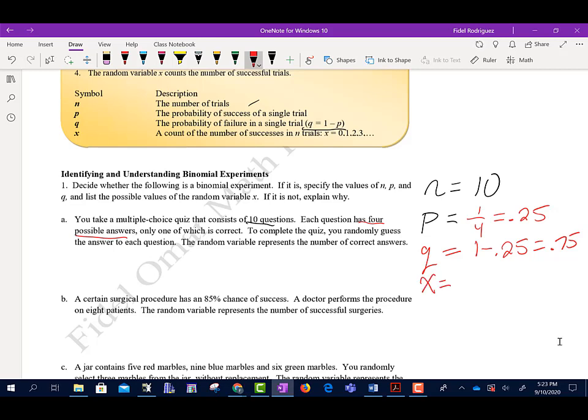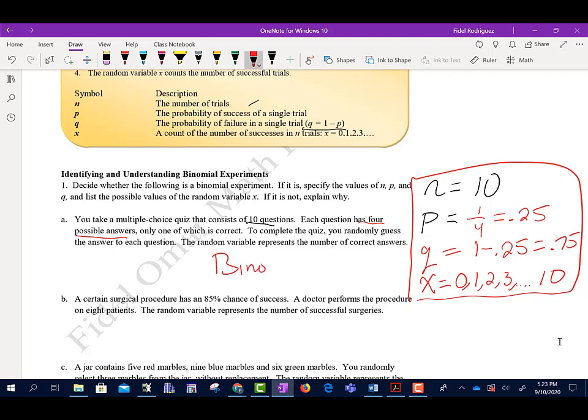And x is going to be the number of successes in n trials. So I have 10 questions, right? And we're going to randomly guess. It's possible that I guess every single question incorrectly. Or it's possible that out of all the 10, I only get 1 right, or 2 right, or 3, or possible that I get them all right, right? So this would be binomial. And there's my n, p, q, and x.